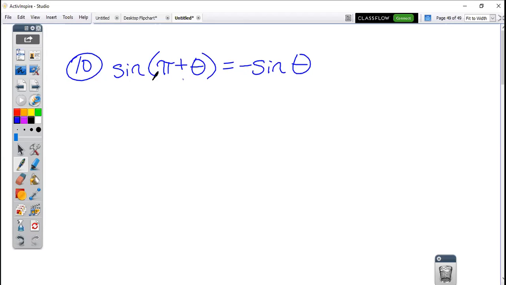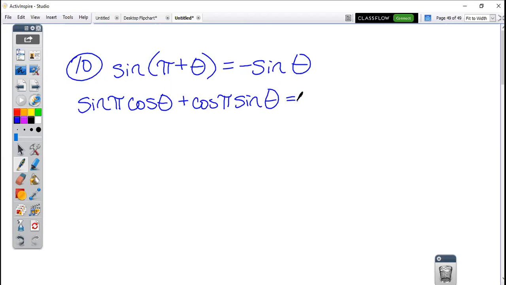Okay. So some identity for sine is sine of pi plus theta equals sine of pi times cosine of theta plus cosine of pi times the sine of theta. And then we look at our chart. Okay. Pi is 180 degrees. However, the chart says pi, so you don't really have to know that. What is the sine of pi?